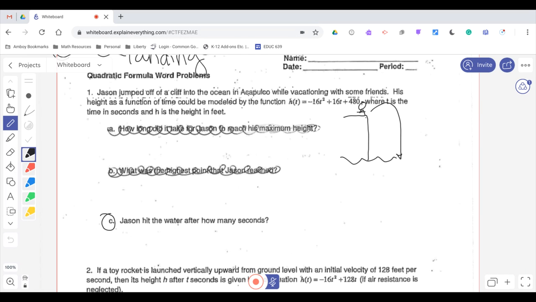This is our water down here. We can think of that as height 0. If up here was height 480, that's where he was on the cliff. They want to know how long that took. Time was t, which in our book is also x. So we are going to be solving our equation up here for t. This is where my quadratic formula comes in, so I'm going to write that out for you again.